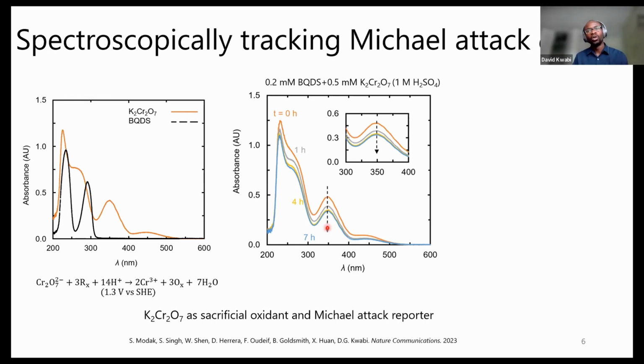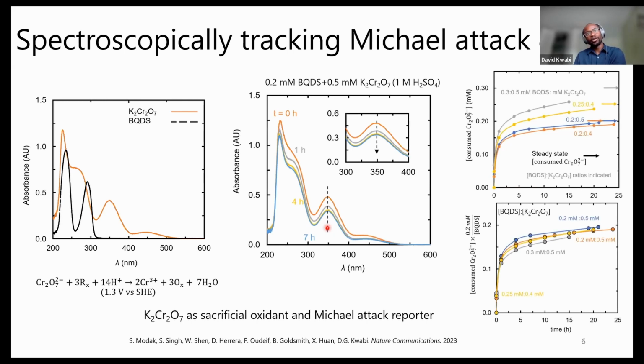We measured the amount of dichromate consumed in this reaction for various initial concentrations of dichromate and BQDS, as you can see here. If you normalize the concentration data to the same BQDS concentration, we find that all of the data essentially collapses onto the same line. So what this tells us is that we have first order kinetics governing the consumption of dichromate. But you'll see that there's actually some scatter in the data, despite the fact that they more or less fall along the same trend.